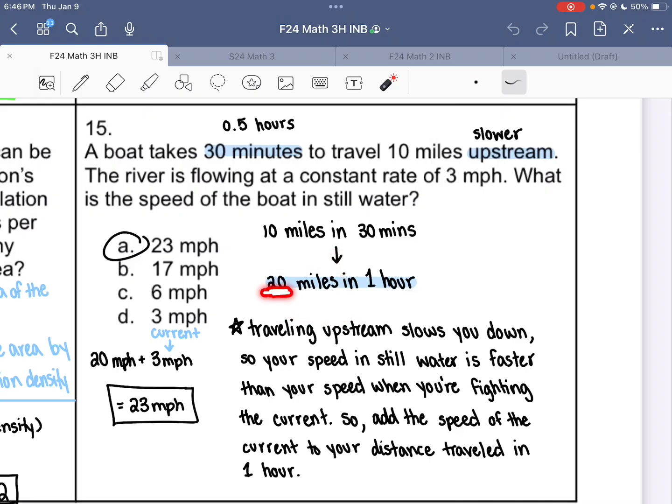But that's how fast I was going when I was actively fighting the current. So it slowed me down by 3 miles an hour because that was the speed of the current. So to get 20, I subtracted 3 from my actual speed. To find my actual speed, I need to take 20 and add those 3 miles an hour back onto my speed, which is how I got 23 miles an hour.